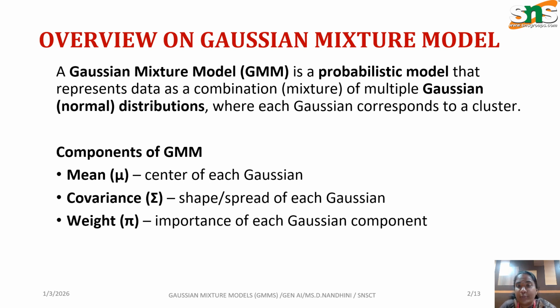It is defined as a probabilistic model which represents a mixture of Gaussian normal distributions. Each Gaussian distribution is described with the help of mean, covariance, and weight. Mean is the center of each Gaussian. Covariance means the shape of each Gaussian. Weight means the importance of each Gaussian component.